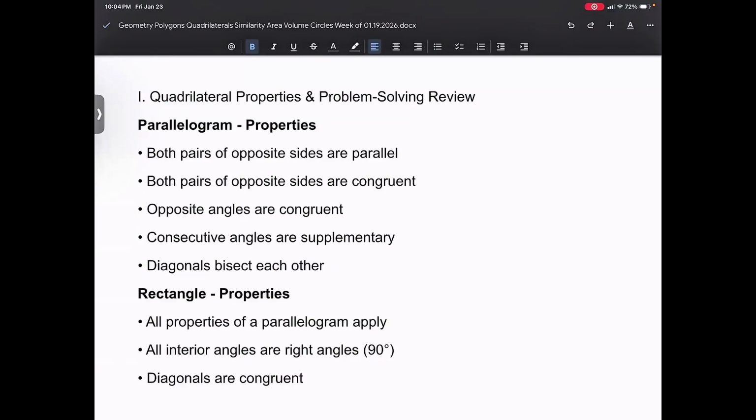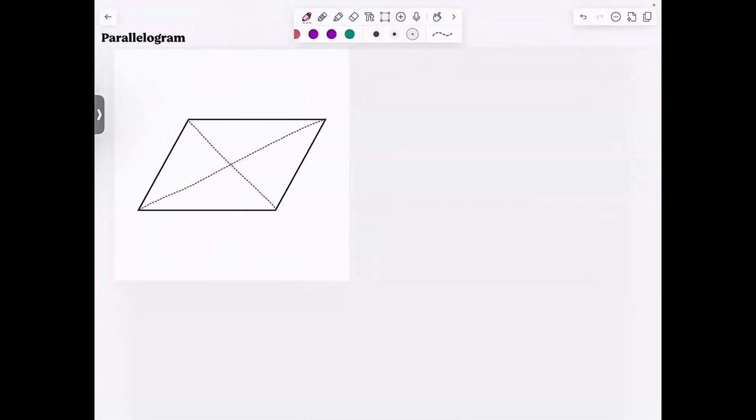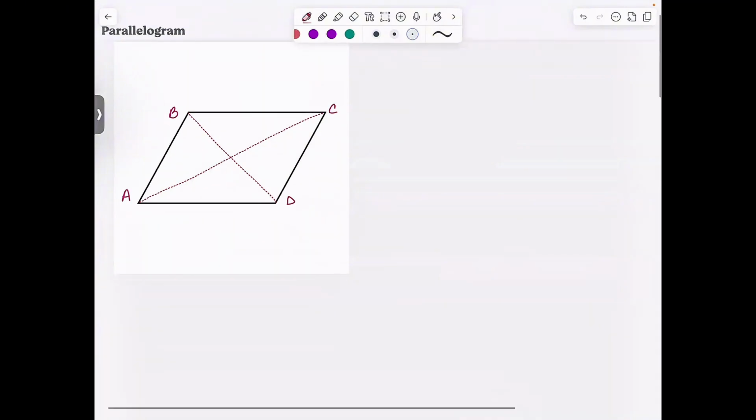Now, rectangles: all properties of the parallelogram apply, except we have two additional criteria. All angles have to be right angles, and the diagonals need to be congruent, okay? So I had to draw these diagonals in, so I apologize if they're a little wonky, but do know, for instance, if I were to give you, we'll just assume this is a parallelogram. All right, and I'm going to say this is E.